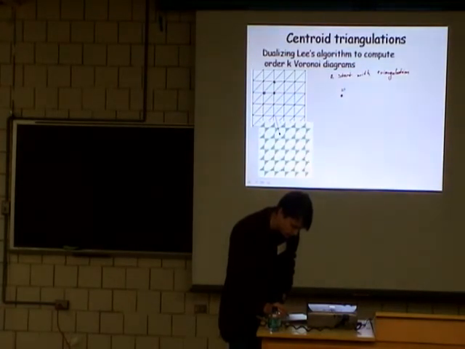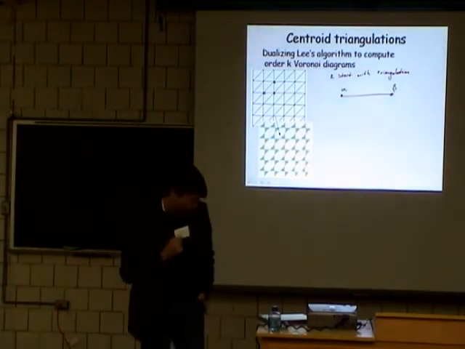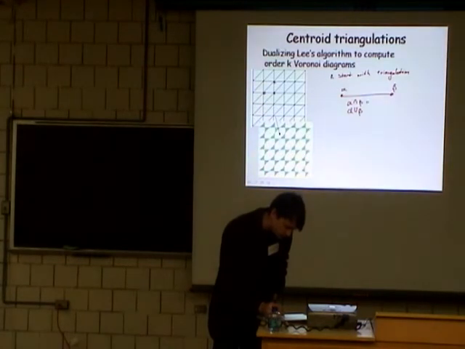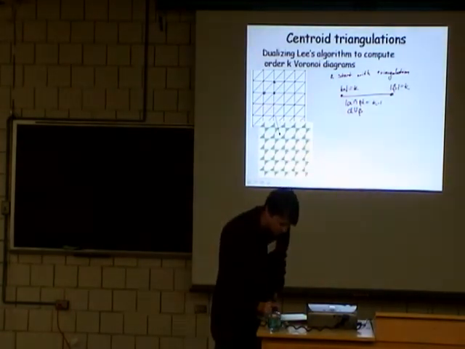a vertex with labels alpha joined to beta. They can be joined by an edge if and only if the union of the labels, each one of these is going to initially have k labels. The intersection has to have k minus 1, the union has to have k plus 1.